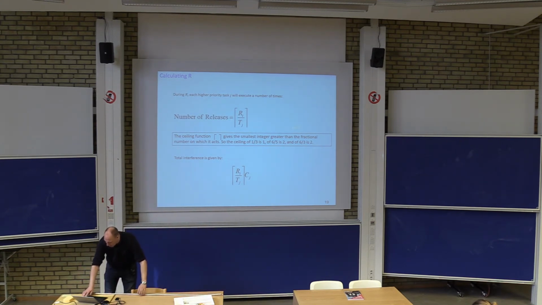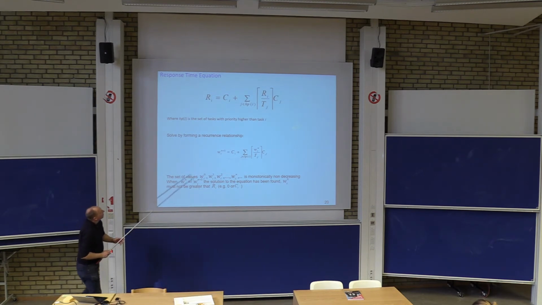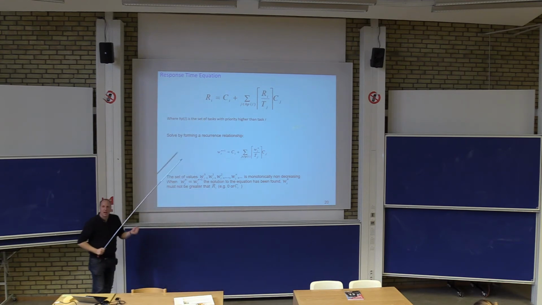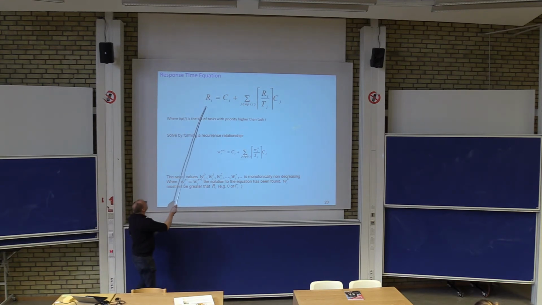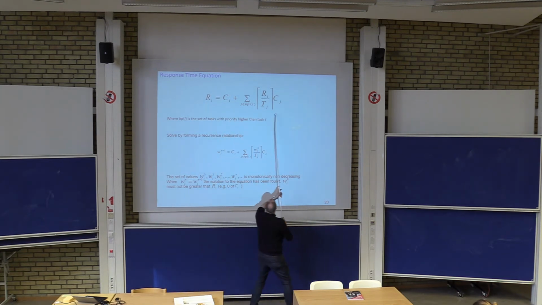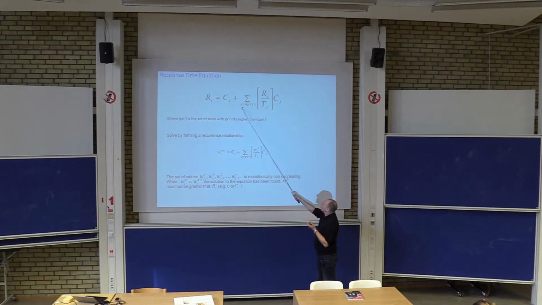Okay, so this we can now use to create this formula. So let's say we have a guess of the response time for task A. So it will be the computation time for task I plus, for every task that has higher priority than task I, we will compute how many times task J will execute while executing task I, and then multiply that with how much time it will take each time, right?